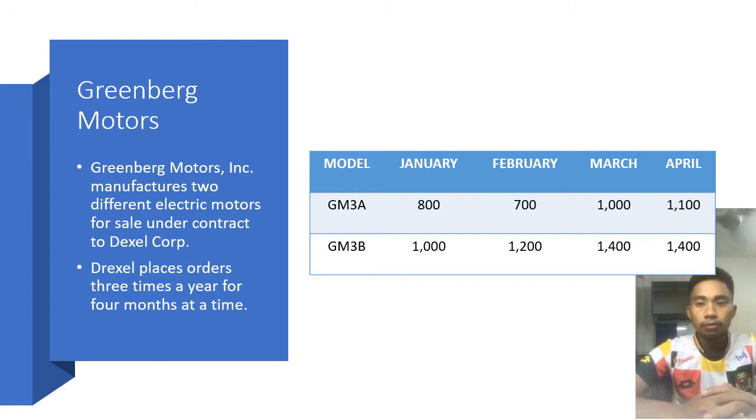As we can see from the table, we have two models, GM3A and GM3B, and 4 months, starting with January, February, March and April. For model GM3A, in January we have 800, February 700, March 1000 and April 1100. For model GM3B, we have 1000 for January, 1200 for February and 1400 for March and April.